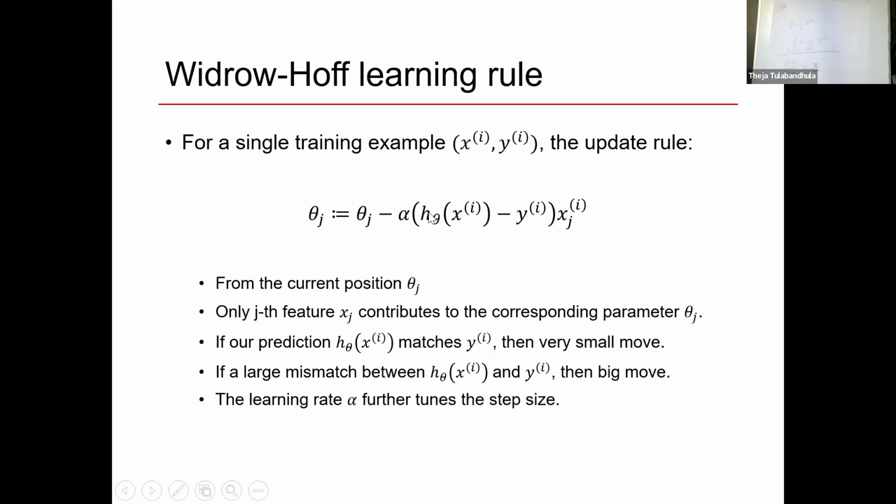But if h theta is very different from y, then you're going to have a large value here, and so theta will be updated, theta will change a lot. It's just saying that if you're already at a good point, then your theta will not change too much.